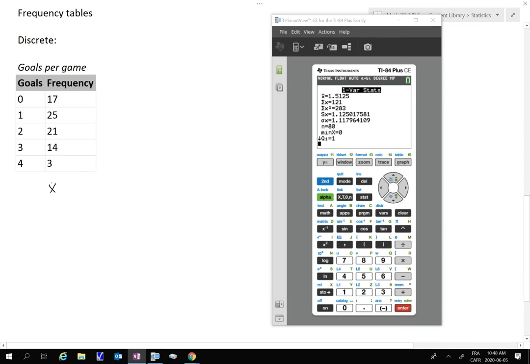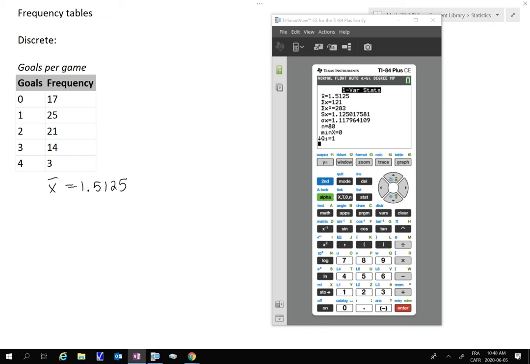The mean is 1.5125. I scroll down a little. This gives me the sum of all the values, which is 121. That's useful sometimes, but it's not useful for us right now. The sum of all the squares is 283.